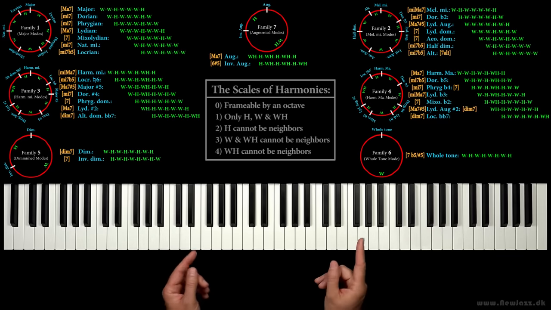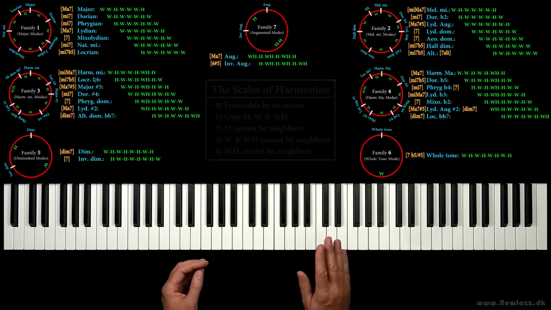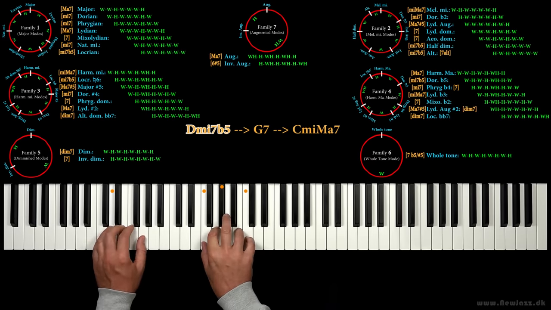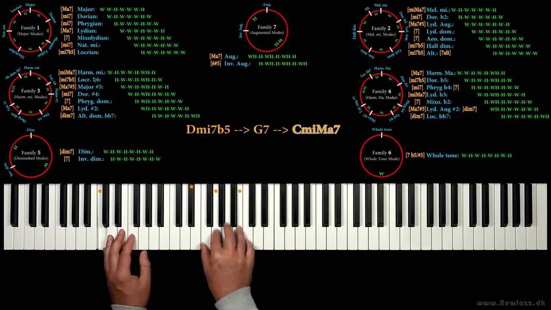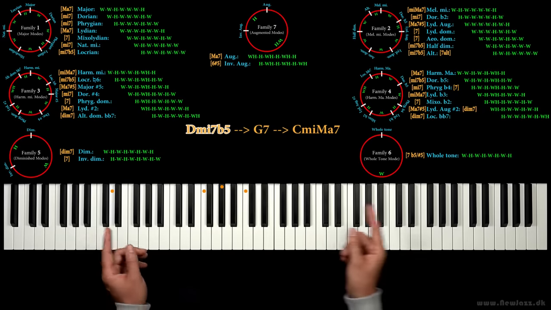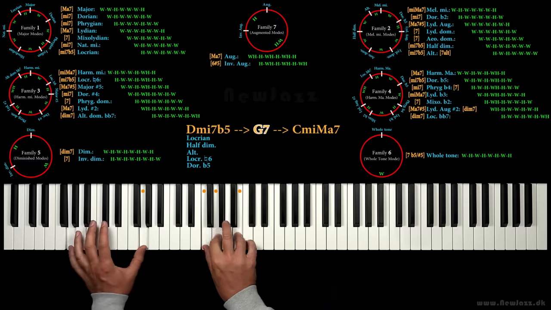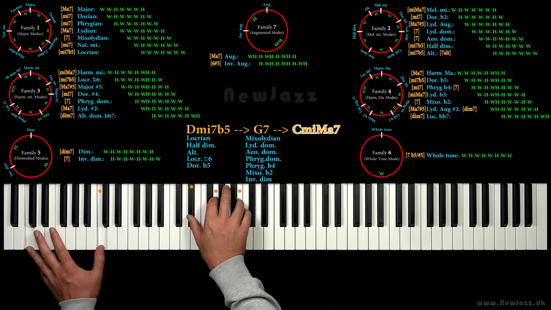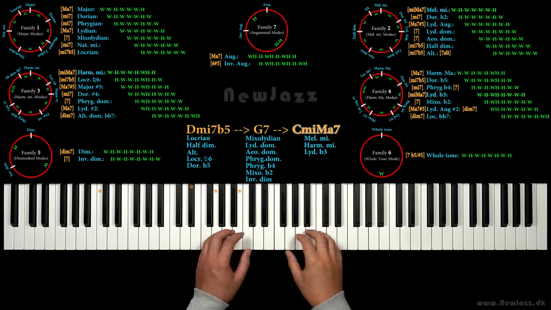So, let's do a chord progression. In the previous lesson, we improvised over the 2-5-1 chord progression in major. So, why not try out the 2-5-1 in minor this time? So, what scales can we play on top of this progression? Well, on the minor 7 flat 5 chord, we can do these scales. On the 7 chord, we can play these scales. And on the minor major 7, we have these options. So, let's try out some of them.